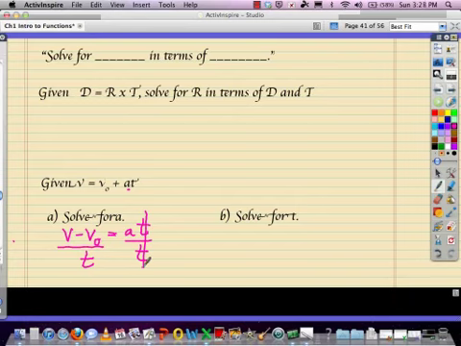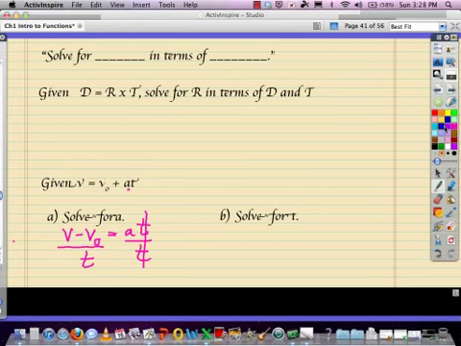The v sub 0 usually stands for the original amount, the starting point, like in an experiment or a trial, whatever the case may be, that your formula has been used on. Okay, now let's try part b. Solve for t. Same formula, we want to solve for t.